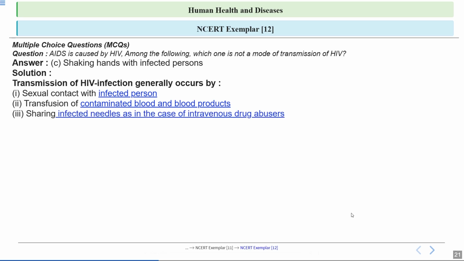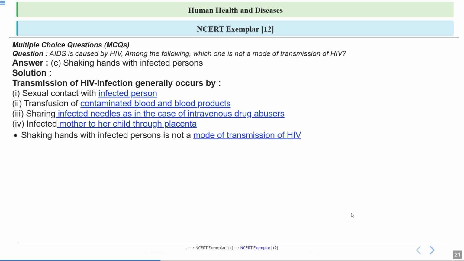Third is sharing infected needles, especially among intravenous drug users. They are at very high risk because needles can act like a bridge carrying the virus from one person to another if they are not properly sterilized. Fourth, an infected mother can pass HIV to her child through the placenta during pregnancy, or even during childbirth or breastfeeding. This is known as vertical transmission. Now, shaking hands with an infected person is not a mode of transmission.